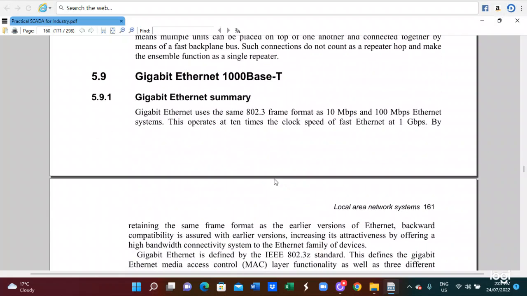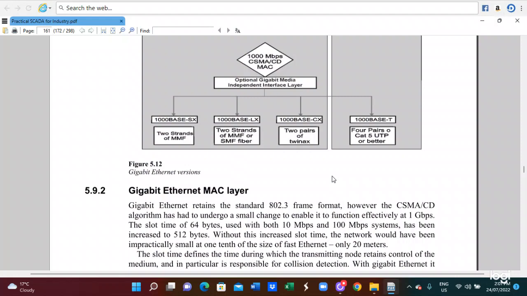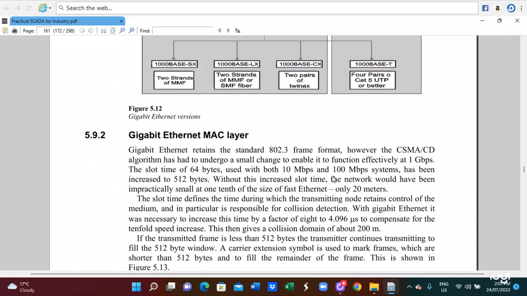Gigabit Ethernet 1000BaseT system. You also read about this, the 1000Base 802.3z standard. You can also know about this system. Gigabit Ethernet MAC layer system.